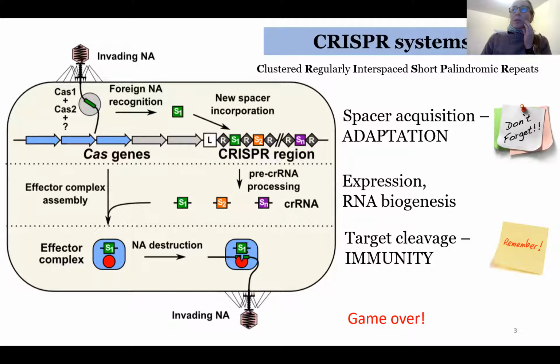I say most because there are some others related to transposition and so on. There's a huge variety of CRISPR systems right now. But the basic schema is nucleic acid destruction. And so it's the mechanism by which phage is eliminated.